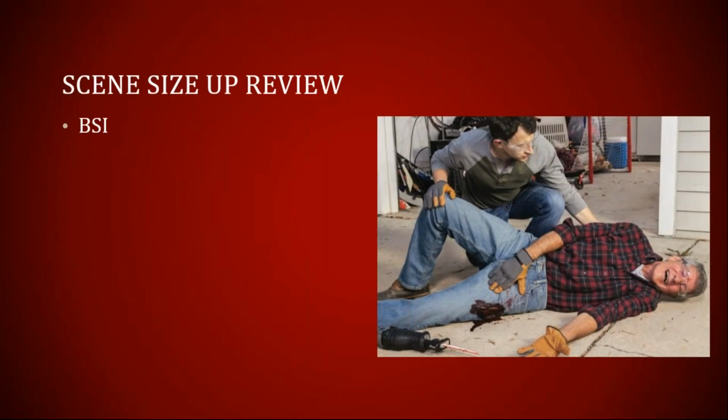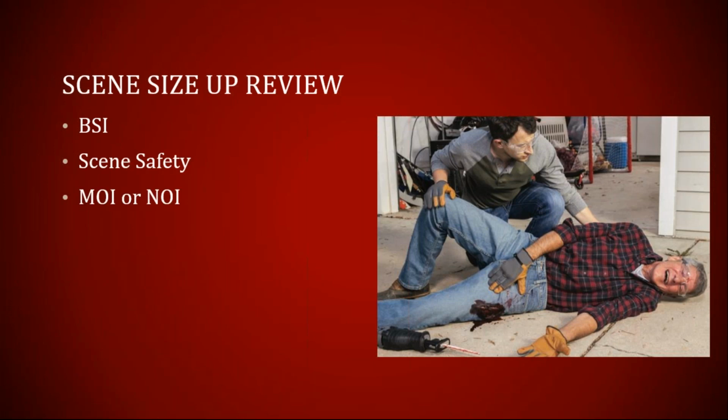So again, we'll review our scene size up. Based on the picture that we see, it looks like an individual cut himself with a saw. So taking our BSI precautions, so gloves, any type of eyewear, possible gown, depending on how much blood loss there is. Scene safety, so possible electrical wires, making sure that that saw is off and out of the way.